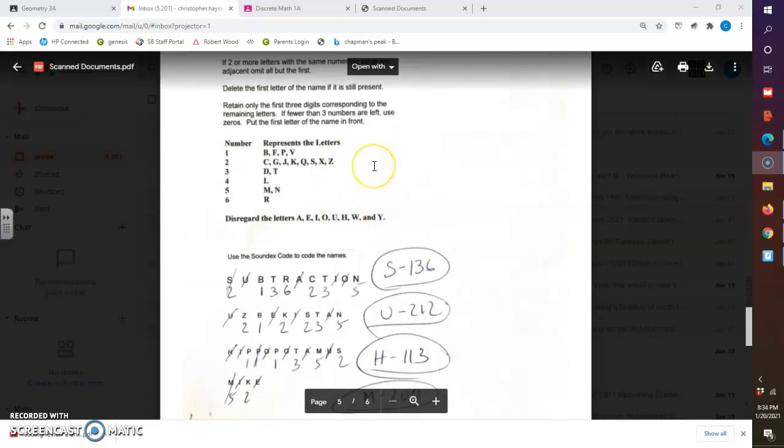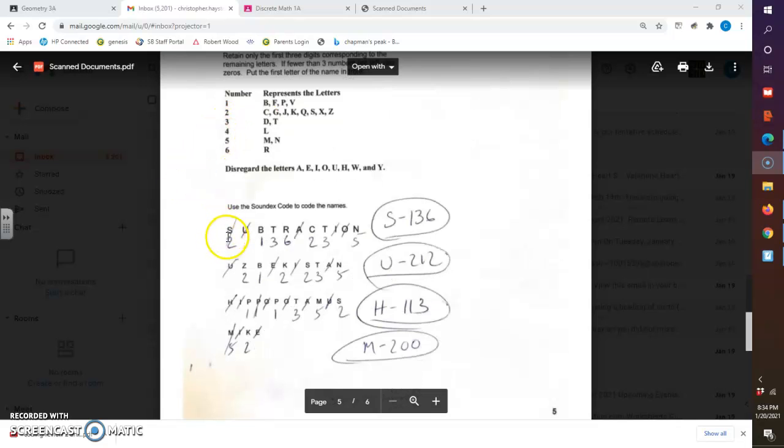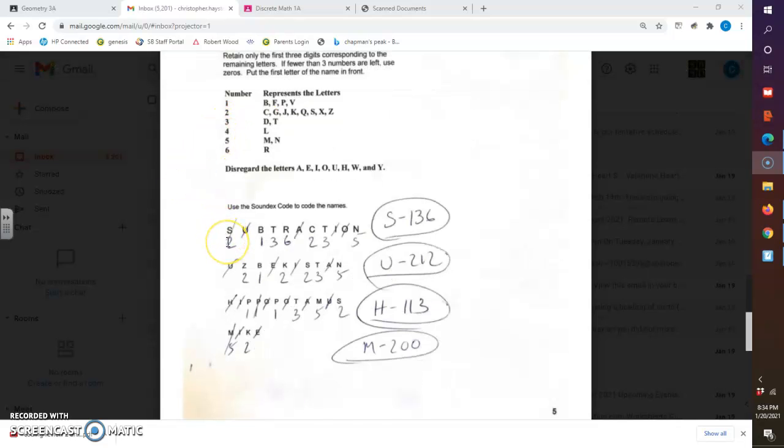Here we're following the Soundex code. All this information will be given to you on the test. You don't need to remember anything. So the first thing we're going to do is put numbers under each letter. S is 2, B is 1, T is 3, R is 6, C is 2, T is 3, N is 5. We disregard A, E, I, O, U, the 5 vowels, H, W, and Y.